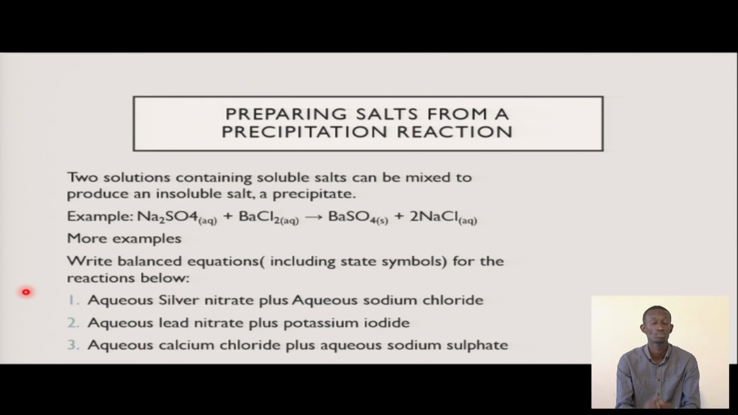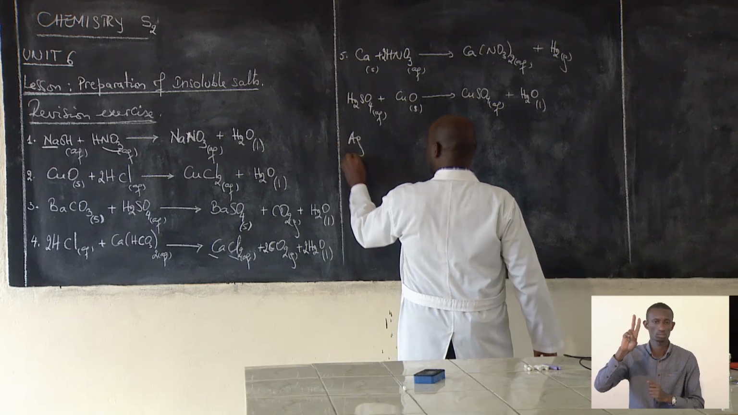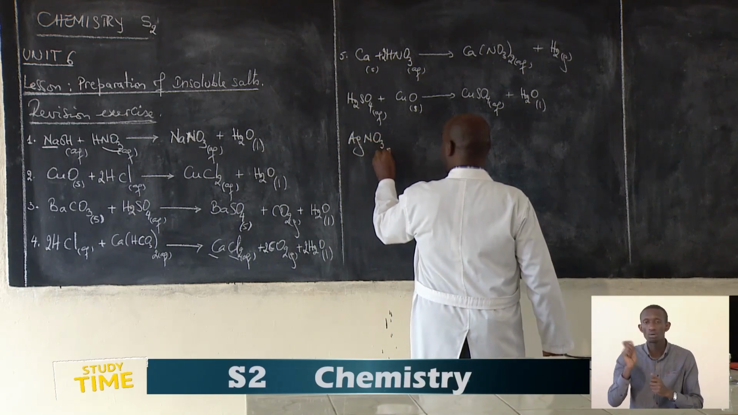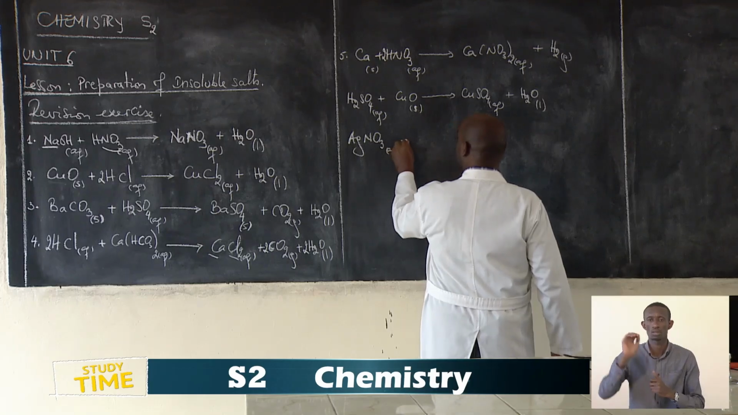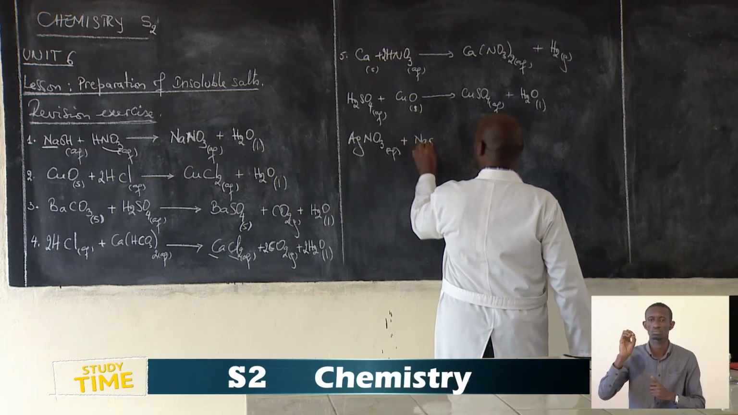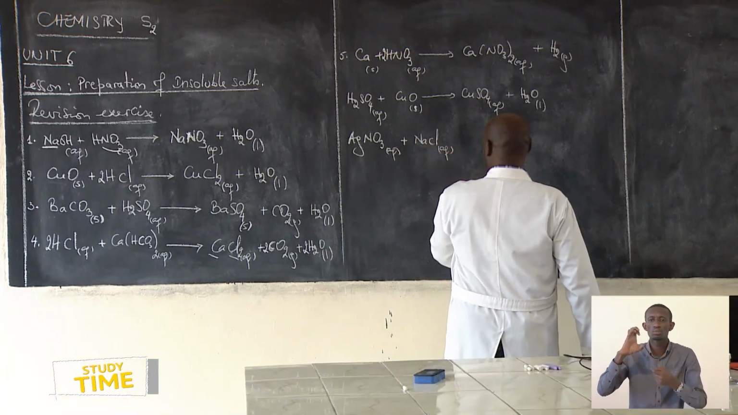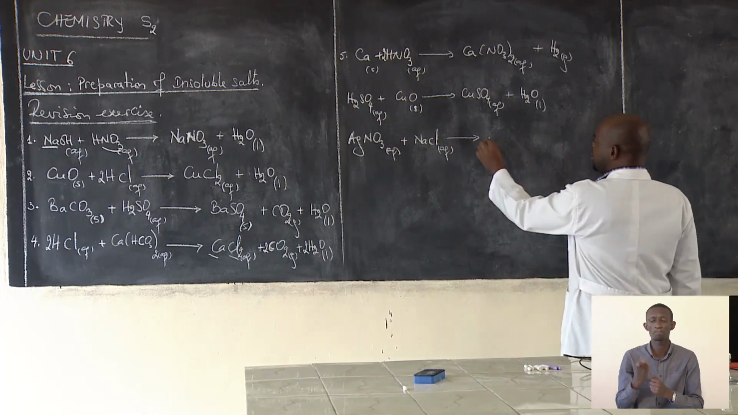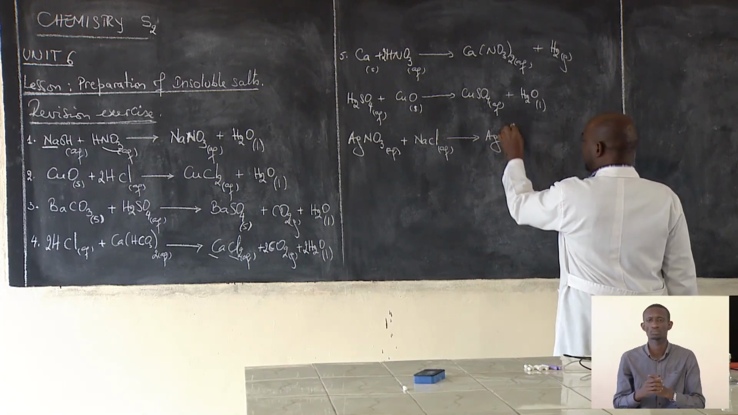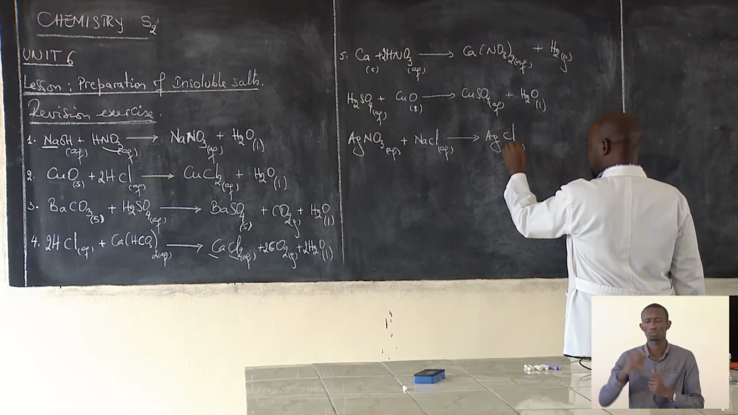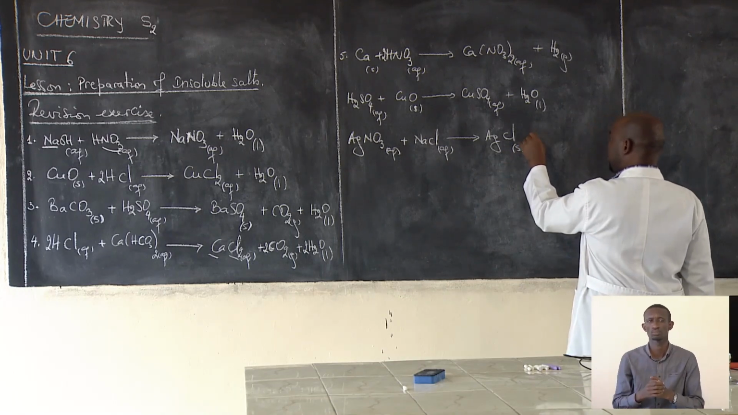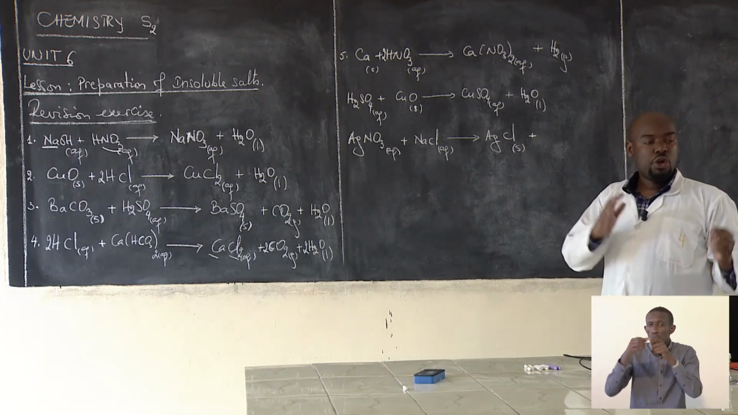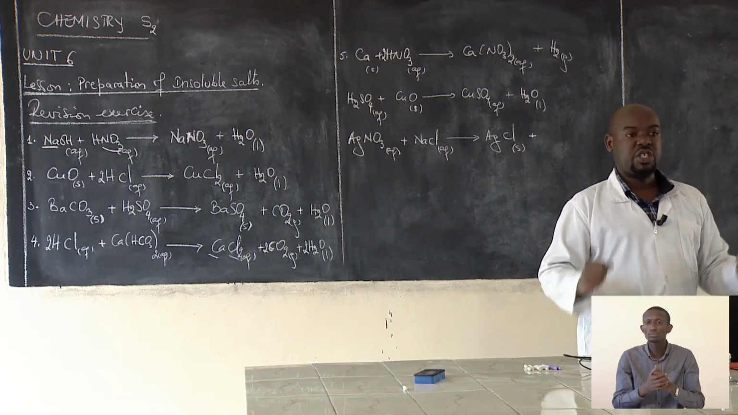Okay, number 1, aqueous silver nitrate reacting with sodium chloride. Silver nitrate, you remember it is this one, in the aqueous state, reacting with sodium chloride, also in aqueous state. What do we produce? We produce silver chloride, which is an insoluble precipitate. So in the solution, you will find it as a white precipitate.